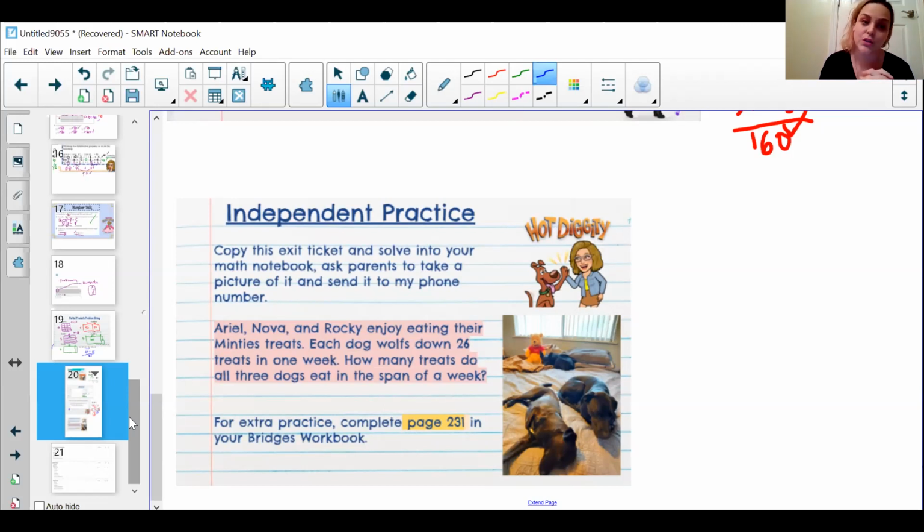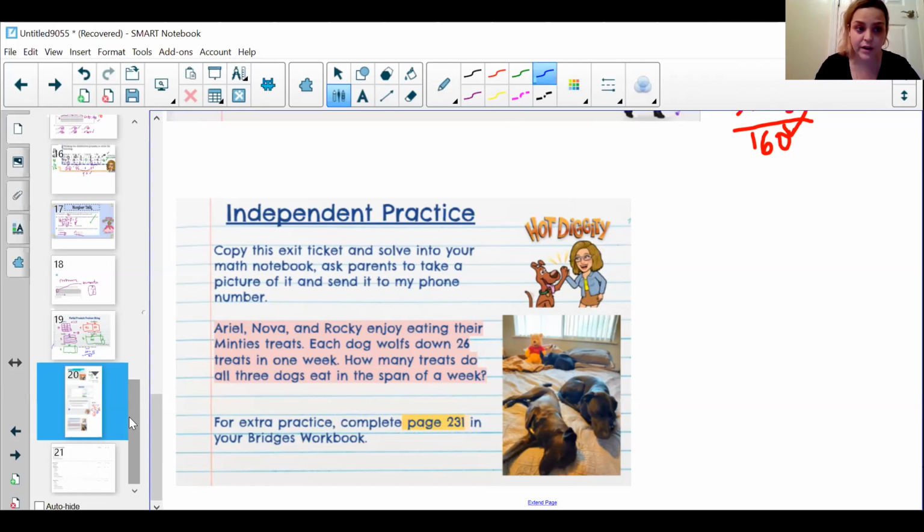So our story problem today is about Ariel, Nova, and Rocky. Ariel, Nova, and Rocky enjoy eating their Minties treats. Each dog wolfs down 26 treats in 1 week. How many treats do all 3 dogs eat in the span of a week? So you're going to write that down in your math notebook, and you're going to use an area model and the distributive property to solve that story problem.